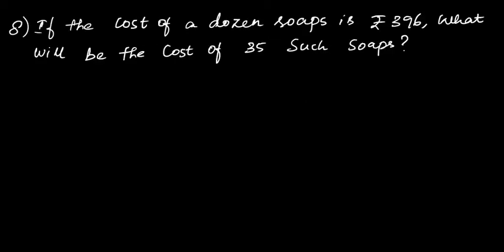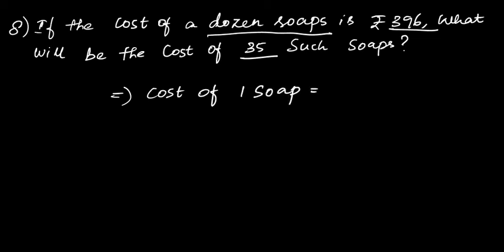Eighth question. If the cost of a dozen soaps is rupees 396, what will be the cost of 35 such soaps? So here they have not given the value of one single soap. They have given the value for a dozen soaps, which means 12 soaps cost rupees 396. You need to find the cost for 35 soaps. So first find the cost for one soap. So cost of one soap is equal to, just divide 396 by 12, you will get 33.